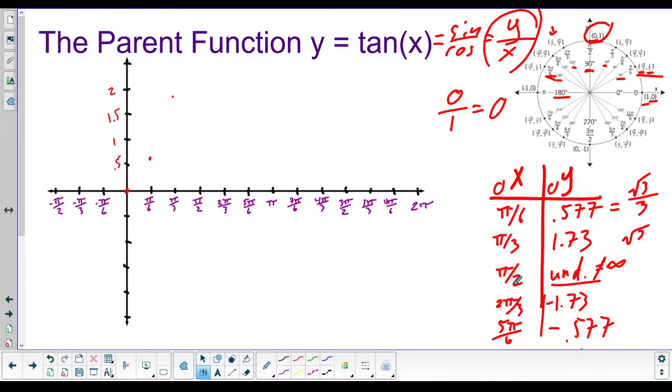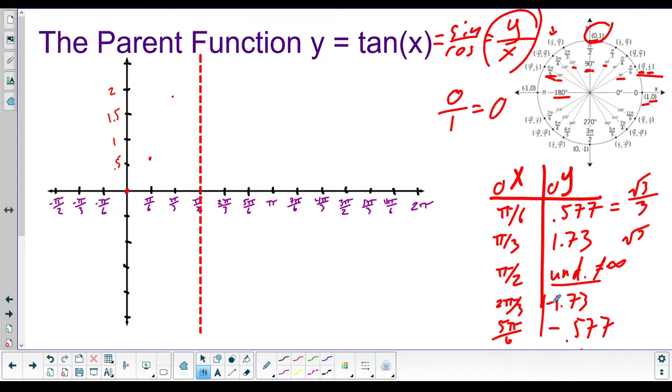At pi over 2, we are undefined. So what we need to do is put our vertical asymptote, and let me not be lazy about this. Let me use a real dashed asymptote. Okay, there we go. So we have our vertical asymptote at pi over 2.